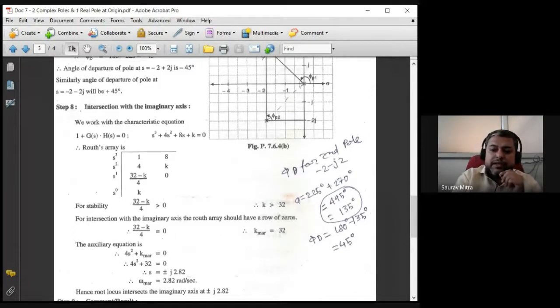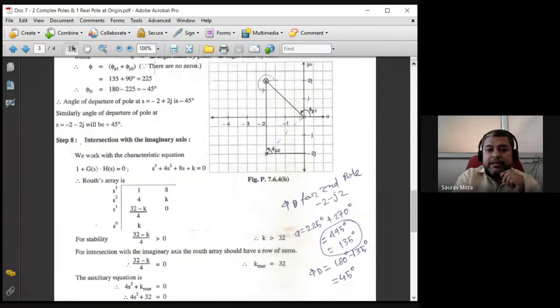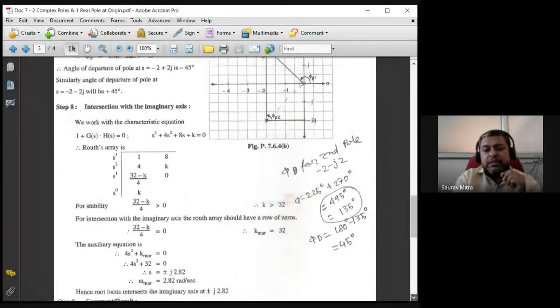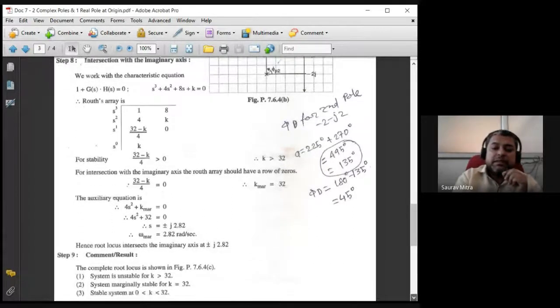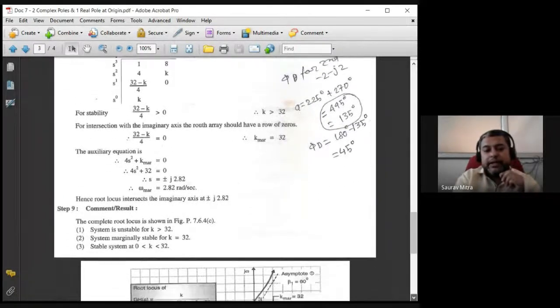So what we have found so far is that -2 plus 2j has a -45 degree angle of departure. The point below, that is -2 minus 2j, will have a plus 45 degree angle of departure. This s equal to 0 is a real root, so it does not have any angle of departure. This will have a real root locus which will start from here and go to negative infinity. And then we have found that K marginal is coming to be 32 and omega marginal is coming to be root under 8, that is 2.82.